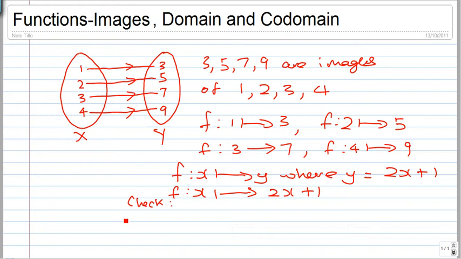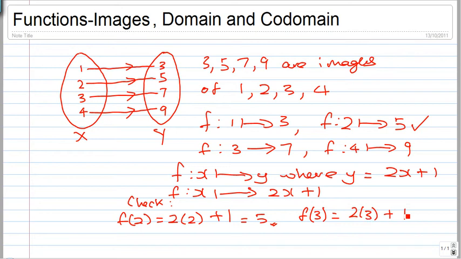Just to check, take F2. If you substitute F2, what will you get? You get 2 times 2 plus 1, which is equal to 5, which is this, isn't it? Let's try F3. F3 will be 2 times 3 plus 1, which is equal to 7, which is here. So this is the general relationship.